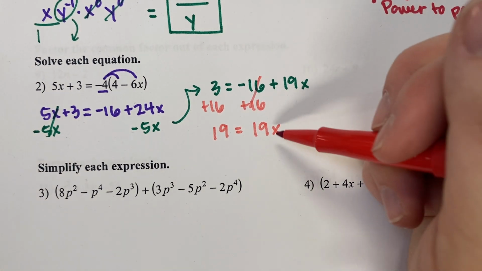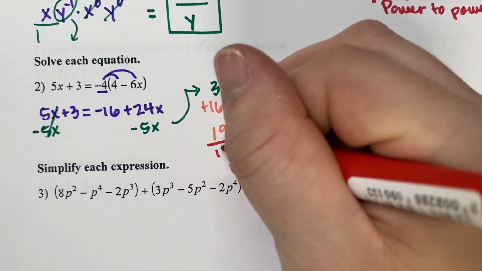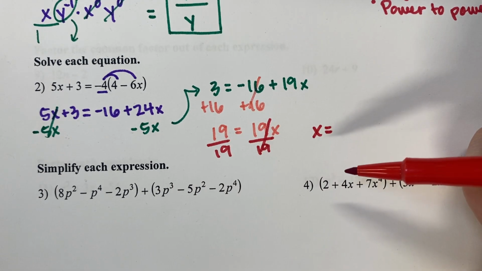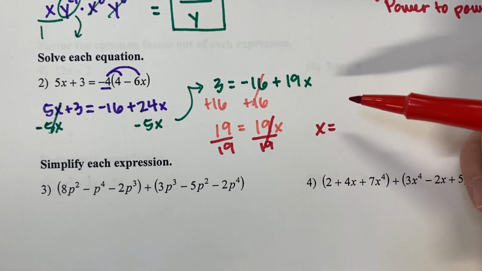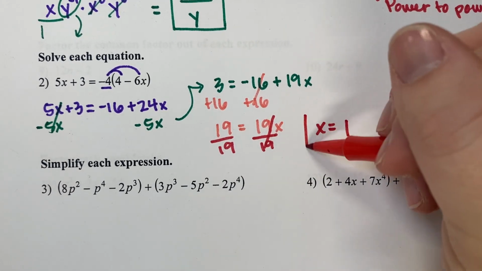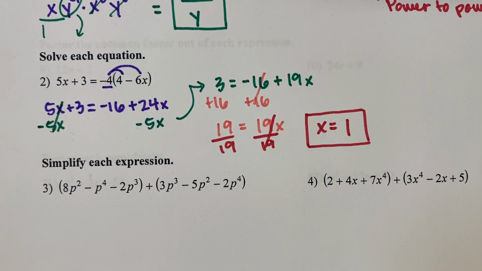Okay, so now we do the opposite of times by 19, which is divide by 19. So I get x is equal to, and yes, I switch the x to the other side. That's okay. You can always switch sides of the x's. Doesn't matter when you get your final answer. 19 divided by 19 is positive 1. So x is equal to positive 1. Beautiful.